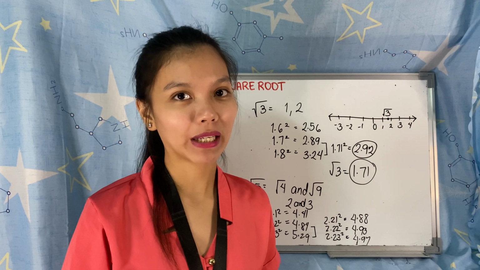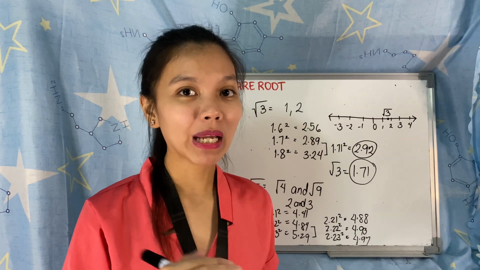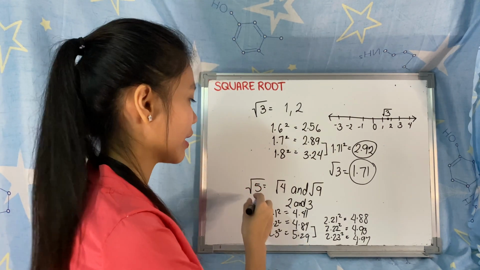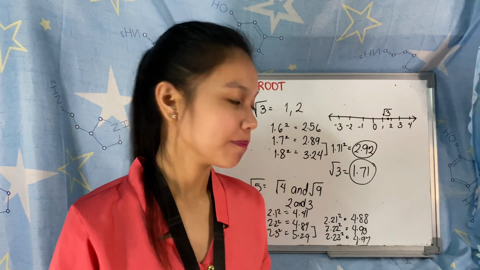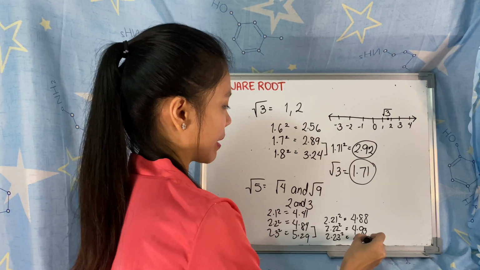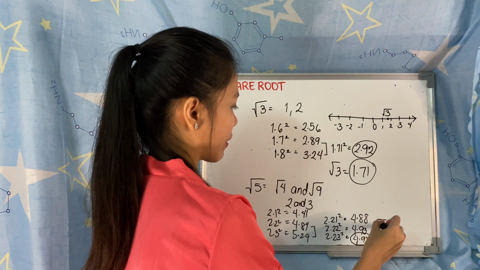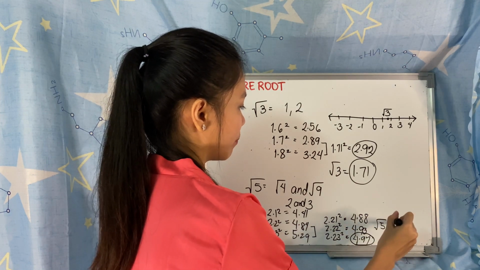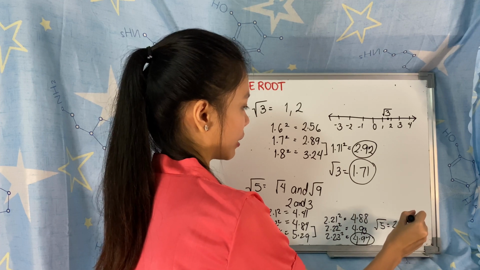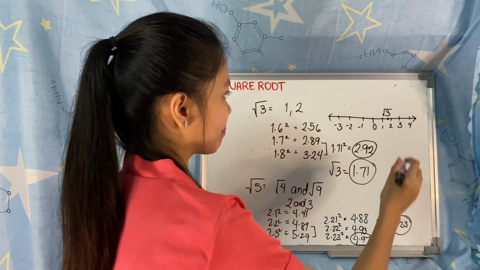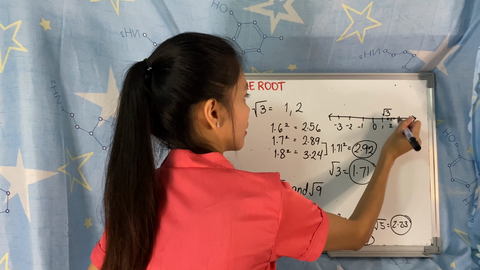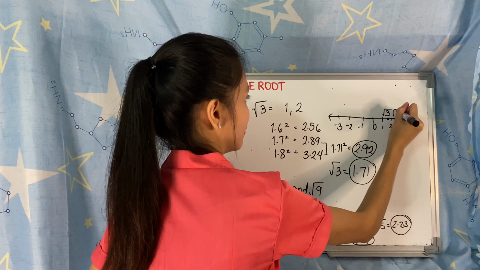Kapag kinuha natin yung square ng 2.24, lampas na siya sa 5. So, which is not applicable. Lagi dapat tayong below dun sa ating given number, kasi tayo ay nag-estimate lang. So, the square root of 5, the closest, is 2.23. So, the location of square root of 5 is here. So, estimation lang po tayo.